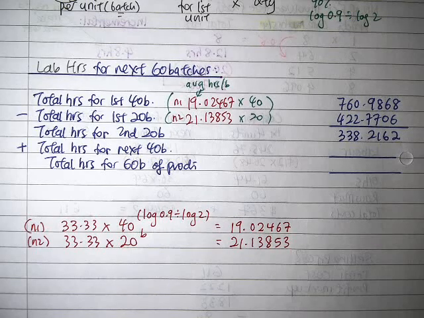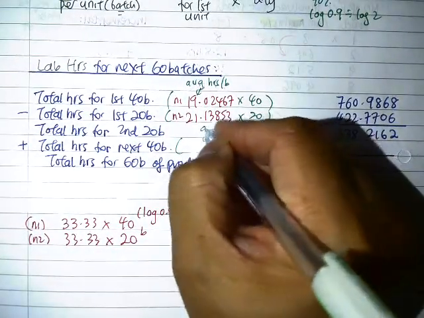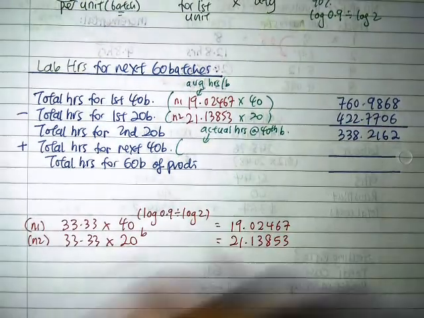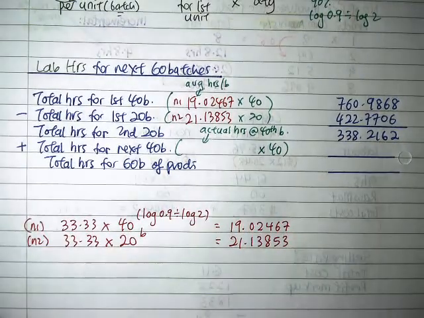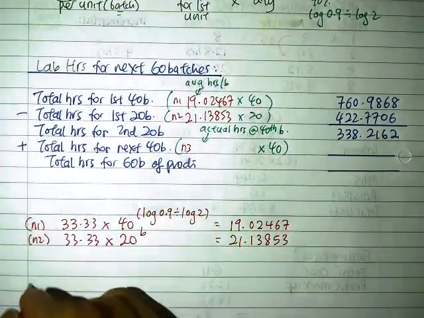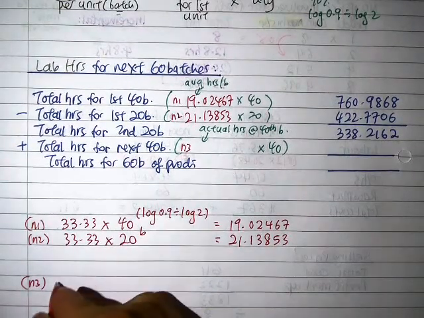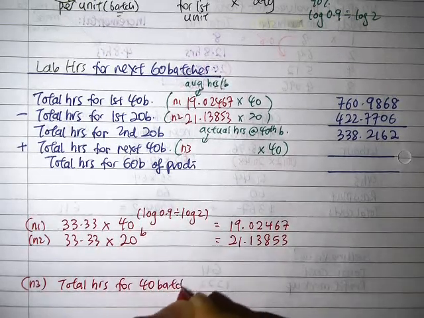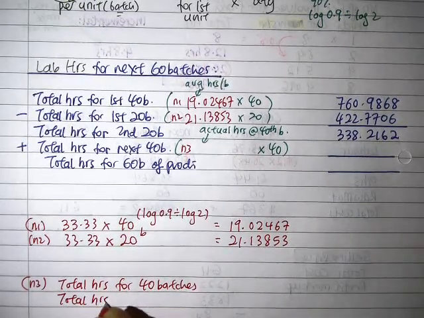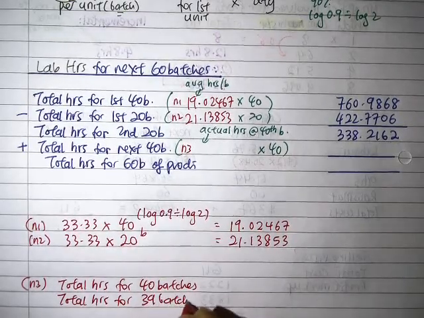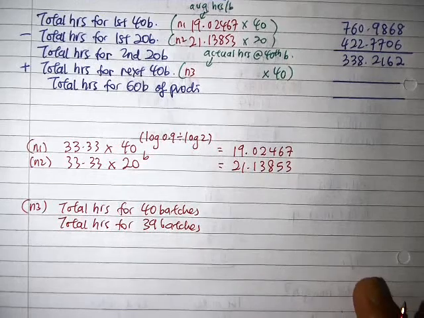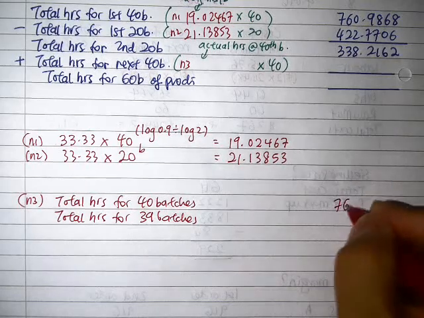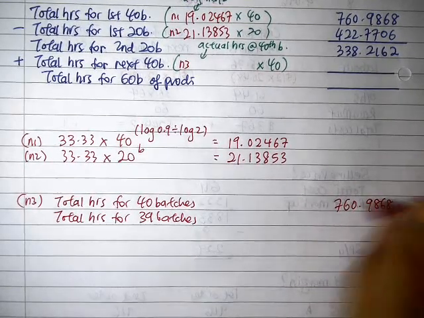Now this is where learning has stopped. Once the learning has stopped, you must find the actual hours at the 40th batch and you multiply with the balance of 40. So what's the actual hours? Basically the actual hours will be the total hours for 40 batches minus the total hours for 39 batches. Agree? So the difference between 40 and 39 is the actual for the 40th. Now, the 40 batches is 760.9868. So what about 39?